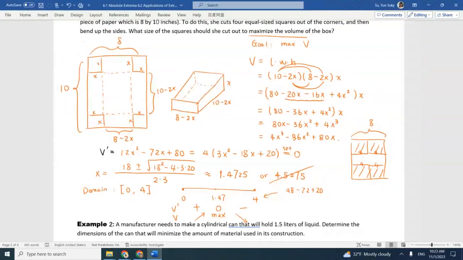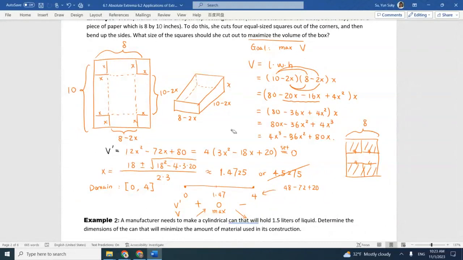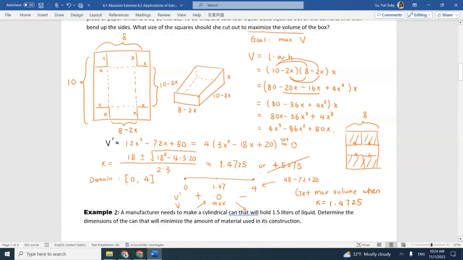So we get, okay, it asks what size of the square. So we say we get maximum volume when x equals 1.4725. And 1.47 inch is this one. So you two win. This is about 1.47 inch. Okay, everybody? So this is example 1. Okay, sorry, the projector takes a lot of time.